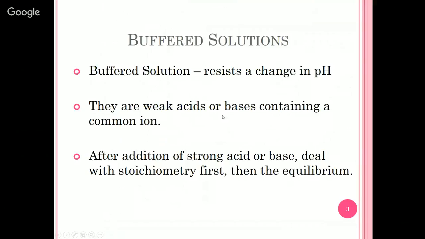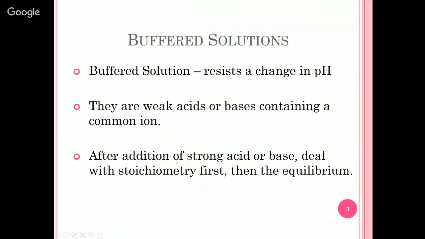And once again, a buffered solution would contain effectively an acid-base conjugate pair that is derived from a weak acid or a weak base. So we cannot use strong acids and strong bases typically, because the meaning of strong is that there's a complete dissociation. It's an arrow that points one way, and we never go back the other way. So we want something that will react to form product, and the products can react to form reactants.